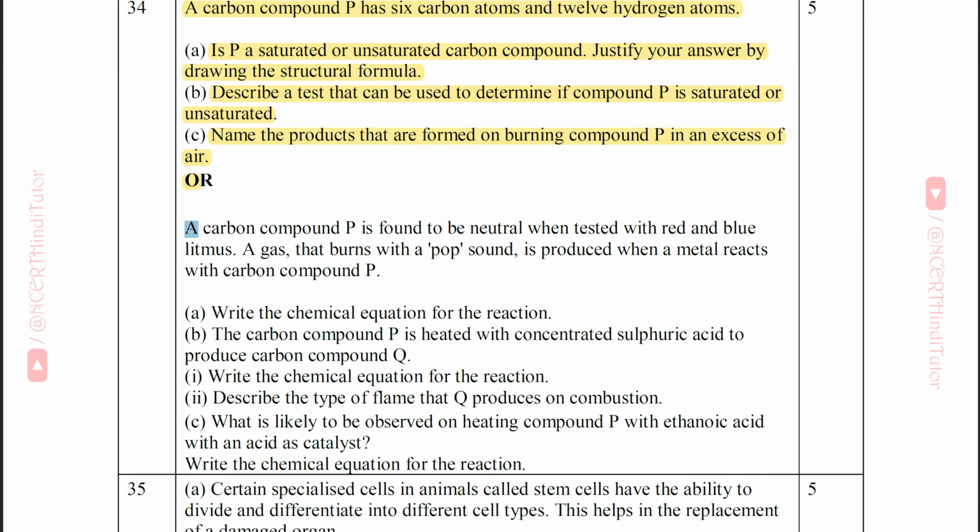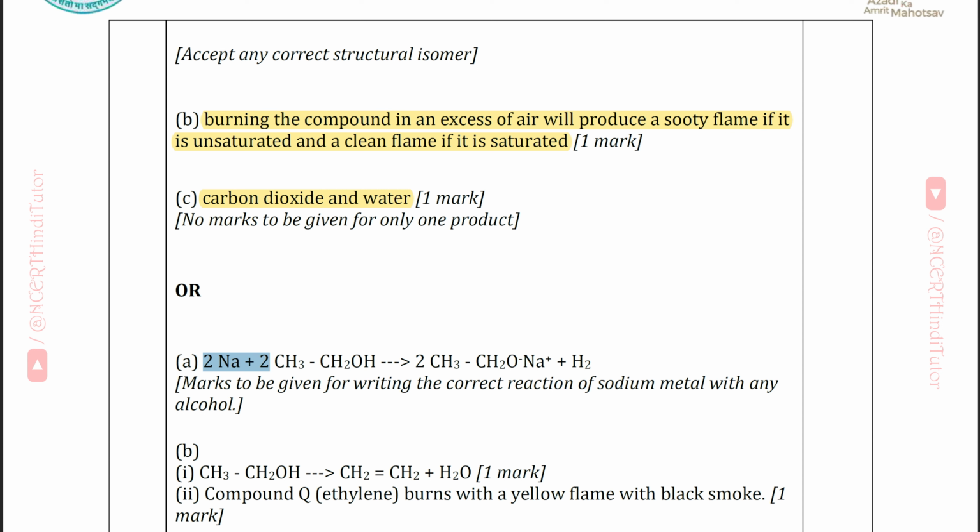Or, a carbon compound P is found to be neutral when tested with red and blue litmus. A gas that burns with a pop sound is produced when a metal reacts with carbon compound P. A. Write the chemical equation for the reaction. Answer. 2Na plus 2CH3CH2OH gives 2CH3CH2ONa plus H2.